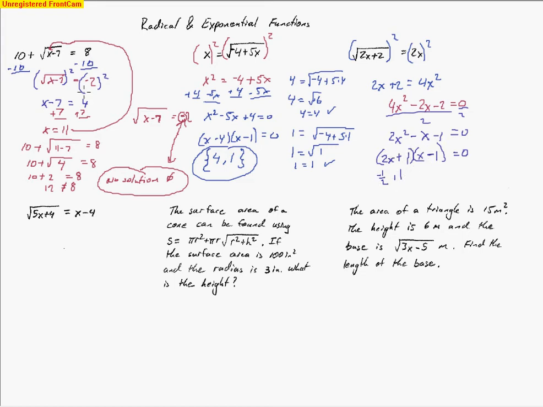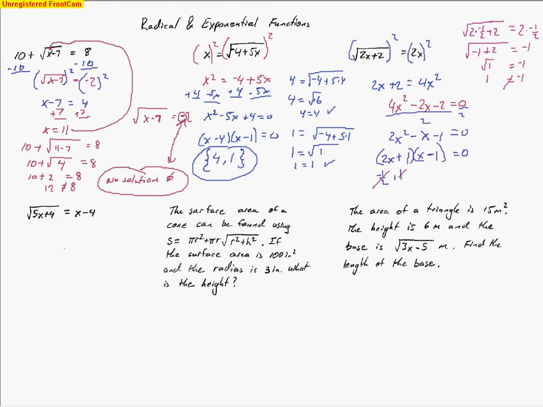But let's check those answers to make sure that they both make sense. Let's take the negative 1/2 first and substitute in. So we've got the square root of 2 times negative 1/2 plus 2, and that should equal 2 times negative 1/2. So we do some work here. We've got negative 1 plus 2 makes 1, and the square root of 1 is 1. But over on this side, we get negative 1, and those two numbers do not agree. So negative 1/2 is not a solution.